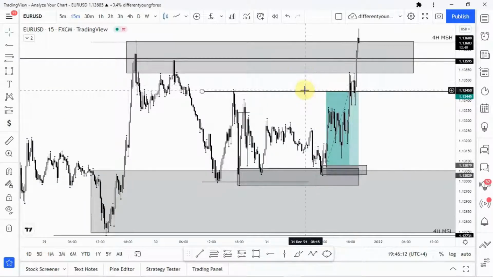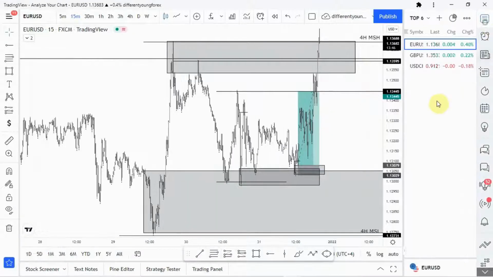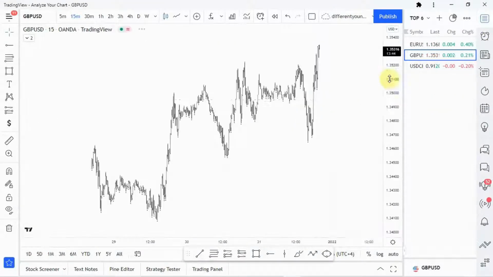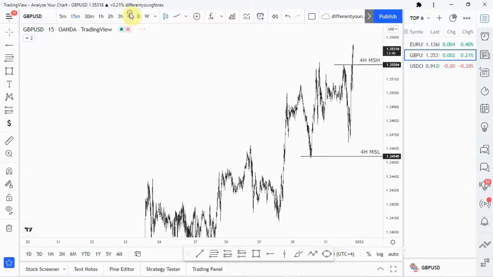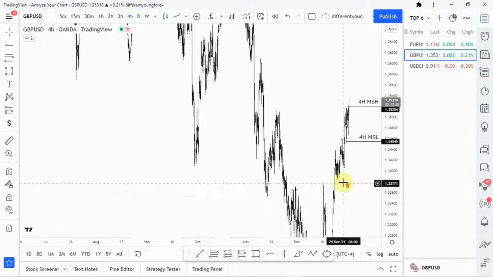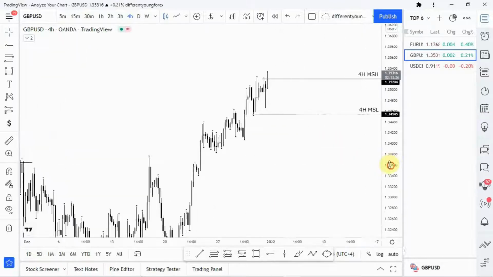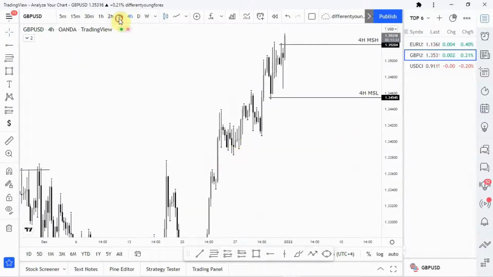So this was this. Let's say, do we have anything on GbpUsd? Buys everywhere, right?